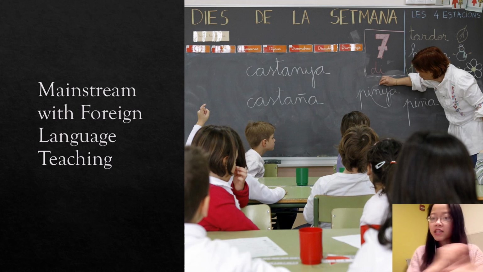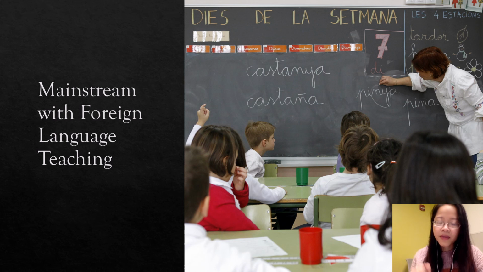And then vice versa. For example, think about China, where English is just a foreign language subject, and mainstream education is mainly in Chinese. English is not used when students learn biology, chemistry, or literature in mainstream education. So that's why mainstream with foreign language teaching is a weak type of bilingual education.